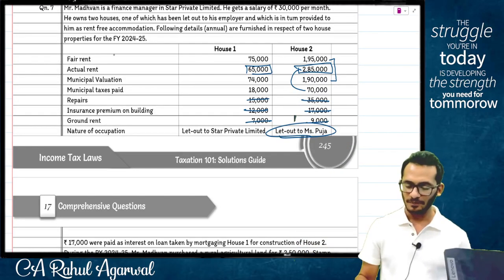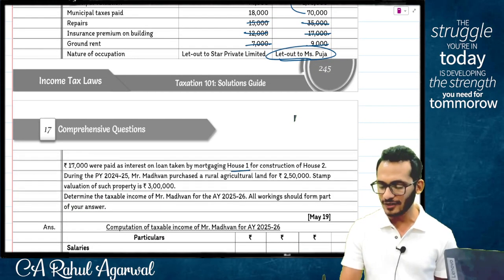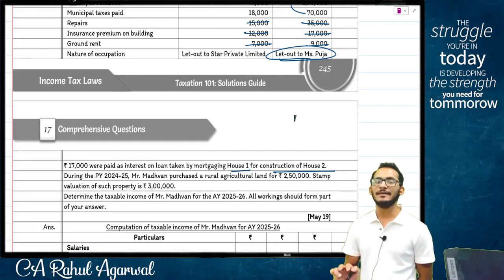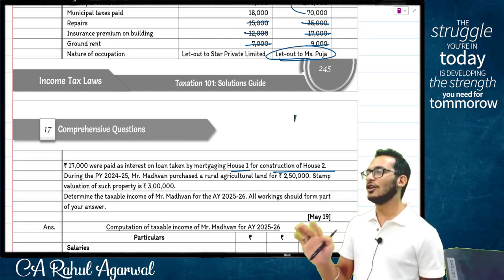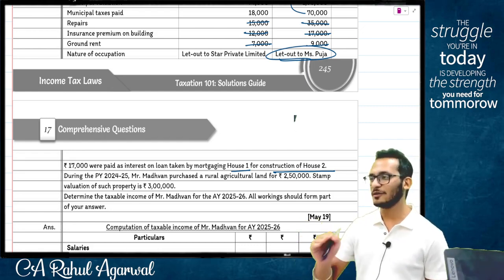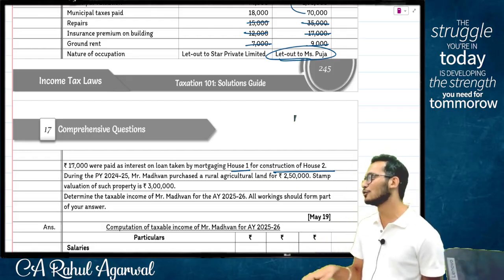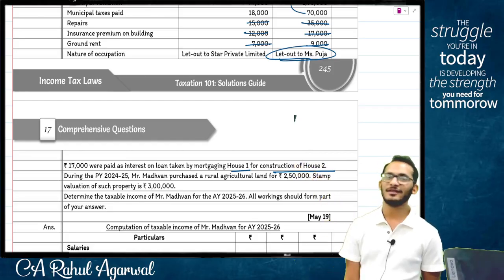Notice now the bottom. It says 17,000 was paid as interest on loan by mortgaging house 1 for construction of house 2. Basically the interest is for house 2, not for house 1. So in house 1 nothing is there. Interest is for house 2, so you will get this deduction under house 2. Nothing for house 1. That's all that is happening.